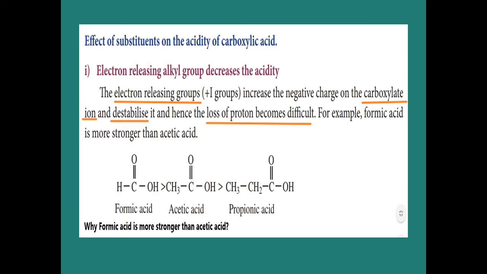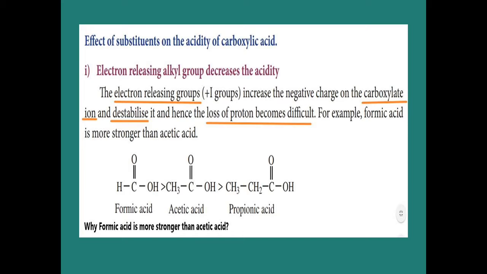proton very easily. So now see that formic acid is more acidic than acetic acid. Acetic acid is more acidic than propanoic acid. Why? Because in formic acid there is no methyl group. In acetic acid there is only one methyl group. In propionic acid there are two carbons, CH3 CH2. So here the alkyl groups are increasing. But in formic acid there is no alkyl group.